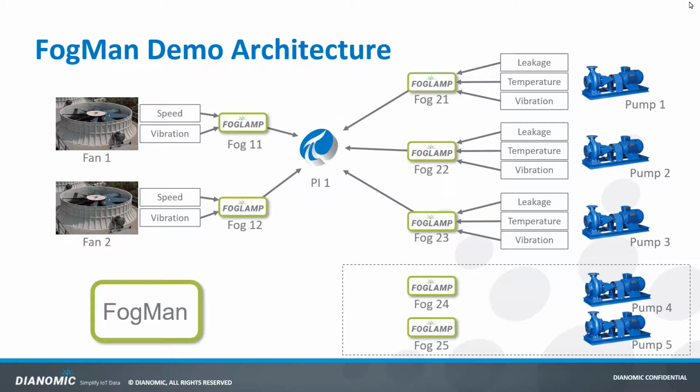and fog 23. And then we also have 2 fog lamps that have been brought up but are not part of FogMan. So they're running outside of FogMan. And then we'll have 2 pumps that we'd like to be associated with those fog lamps. So in this demo, I'm going to walk through how you can monitor the existing infrastructure, and then also how you can introduce these new fog lamps and how you can connect them, in this case, from the pumps to the fog lamps to the Pi.